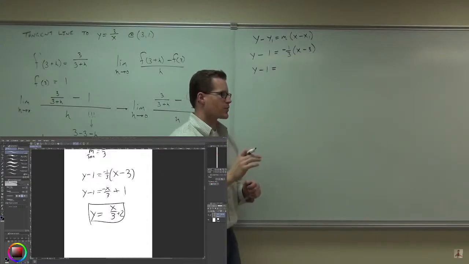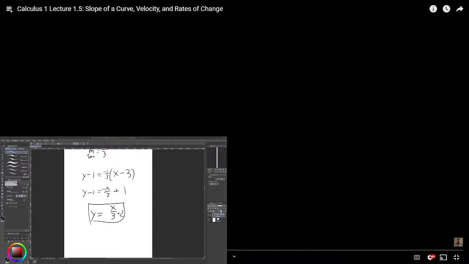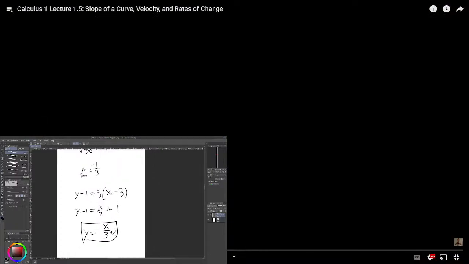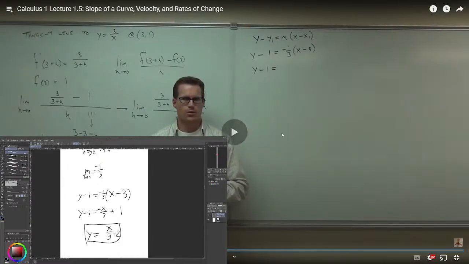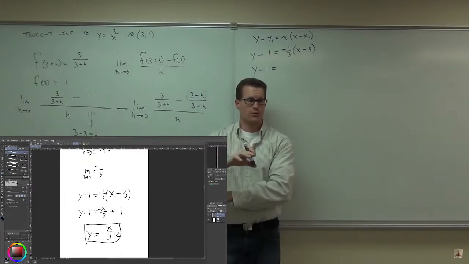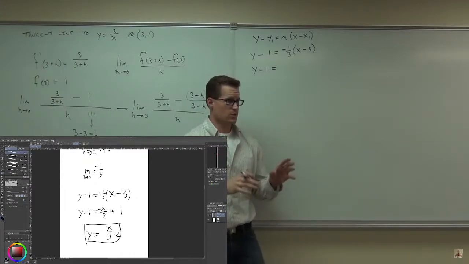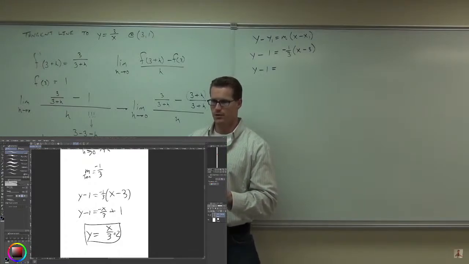Are you okay on where the 1, the 3, and the negative 1/3 are coming from? It's +1. We're taking the point that I've given you, we're taking the slope that you have found, and we're now making the equation of the line that goes through that point with that slope.